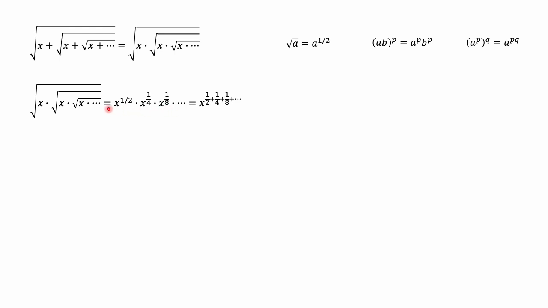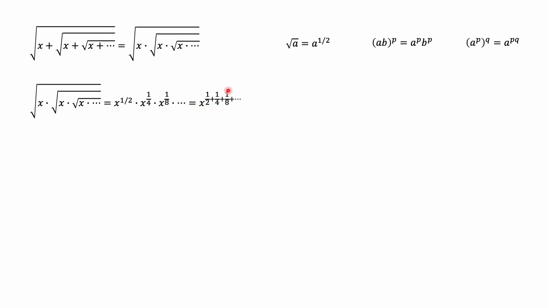At the end of the day, we have x to the power 1/2 times x to the power 1/4 times x to the power 1/8, and so on. And here we can apply a formula which I didn't write here, and that is when you have x to one power times x to another power times x to a third power and so on, that equals x to the power of the sum of all these powers. And that's what we have here.